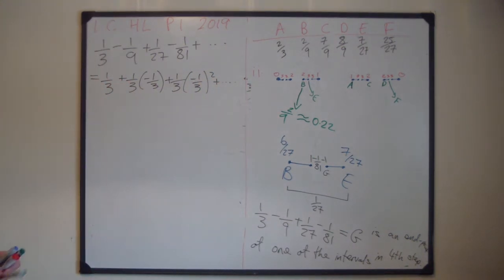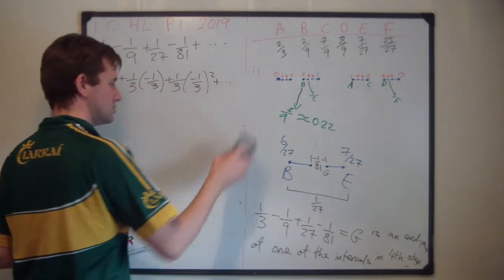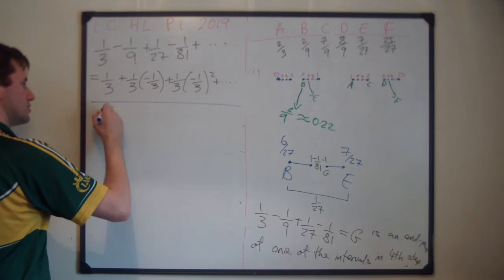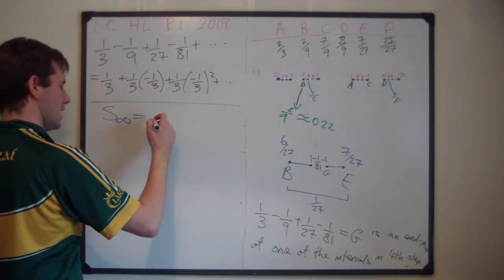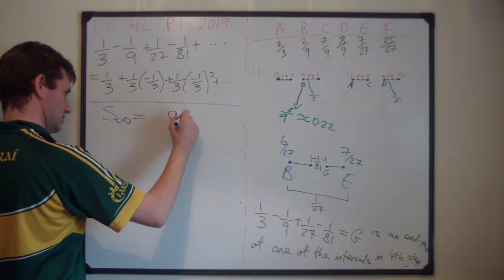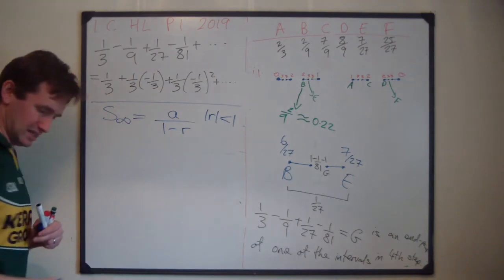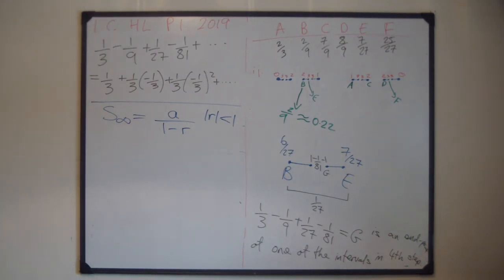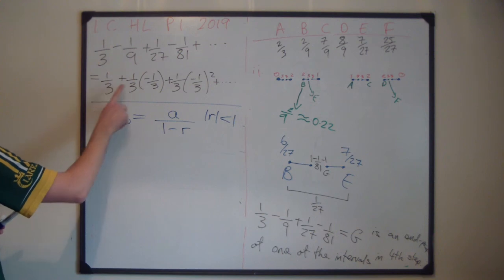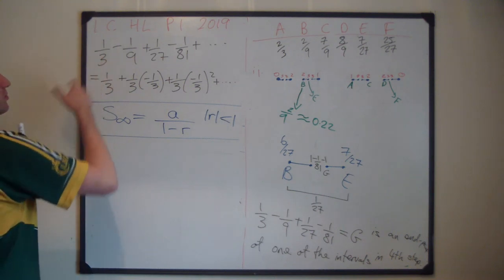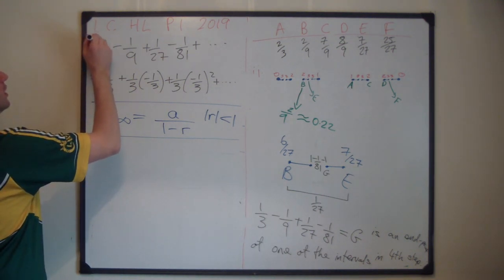Again, it's pattern spotting. Now this is an infinite geometric series, and the sum, so if A is the first term, the sum of an infinite geometric series is A over 1 minus R, and of course you need that the absolute value of R is less than 1, otherwise the terms are getting bigger and bigger and you're not getting what's called convergence. So the A here is 1/3 and the R is minus 1/3. So we end up with this number here, which I'm going to call alpha.